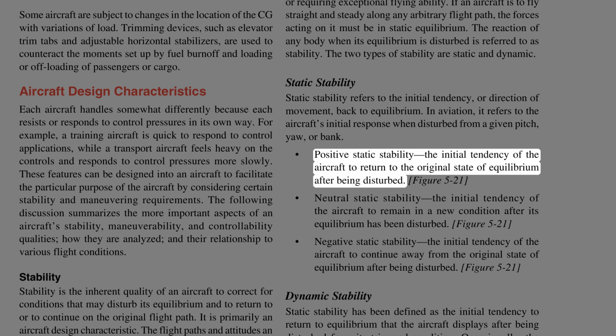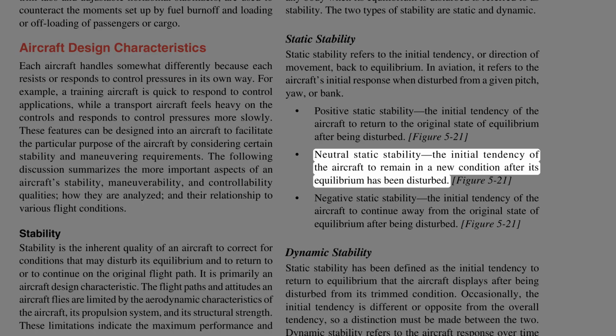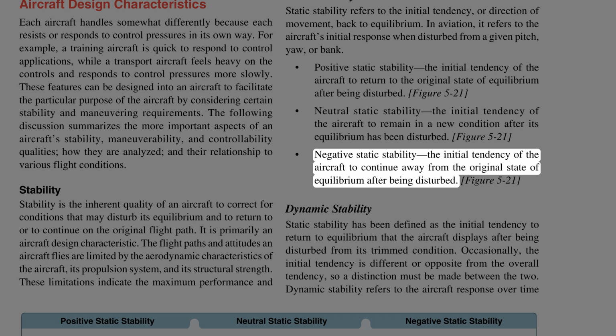Positive static stability. The initial tendency of the aircraft to return to the original state of equilibrium after being disturbed. Neutral static stability. The initial tendency of the aircraft to remain in a new condition after its equilibrium has been disturbed. Negative static stability. The initial tendency of the aircraft to continue away from the original state of equilibrium after being disturbed.